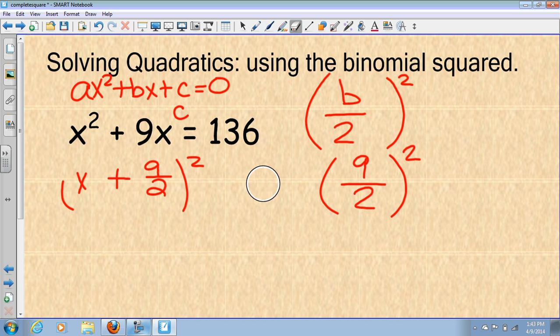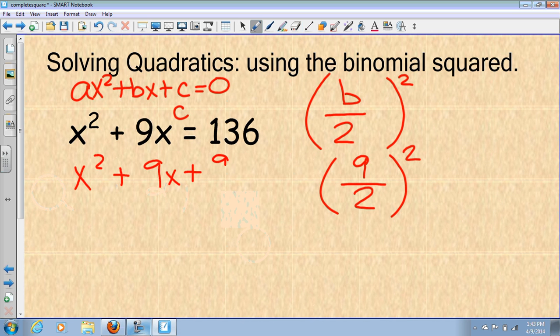No, I'm not confused here. x squared plus 9x plus (9/2) squared equals 136 plus (9/2) squared. Remember, this is an equation, so I have to do the same thing to both sides. Okay? So now I'm ready.